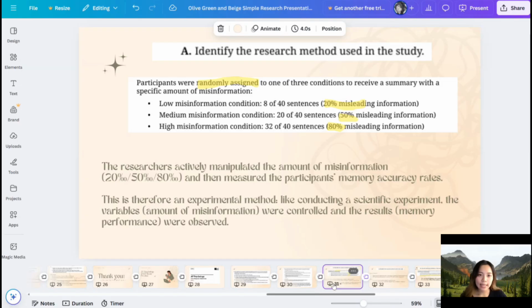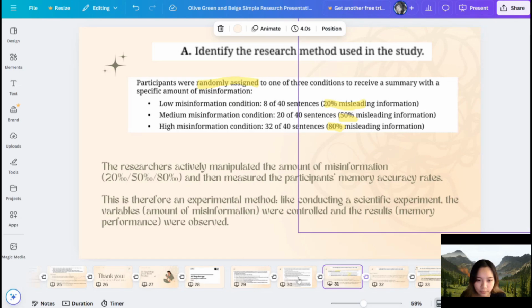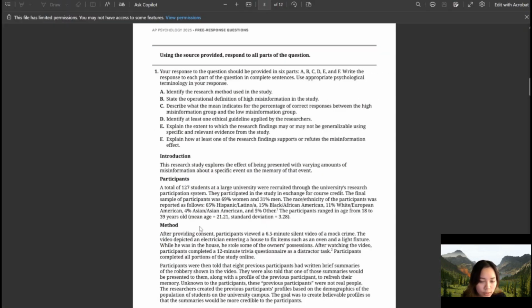Okay, let's start. Identify the research method used in the study. So did I ever show it right here? No, let's go to the set.